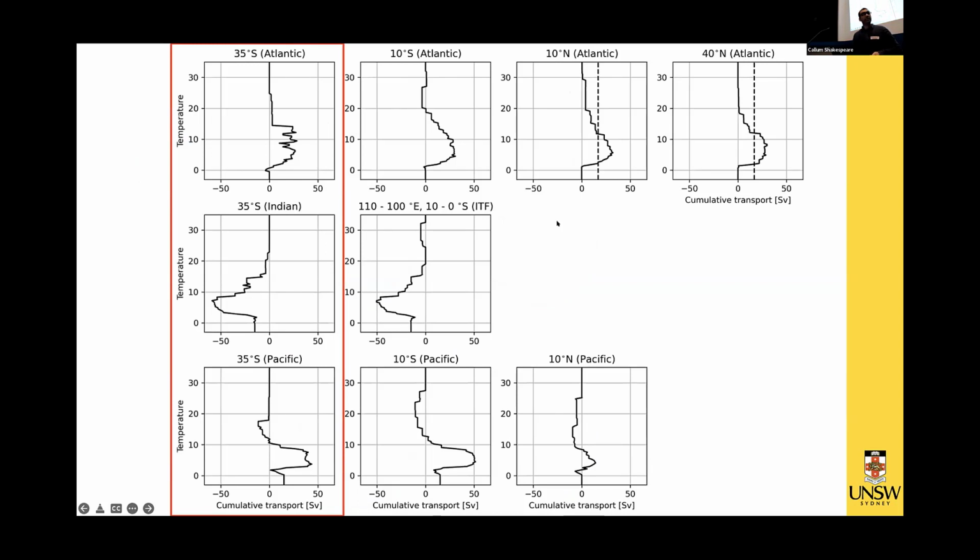We can get an overturning as well, which looks somewhat realistic, but when you compare it to something like the RAPID array, it's double. But it's still cool that it's giving us something. We just need to add more constraints to make it look a bit more realistic, I think. And that's it for that section.